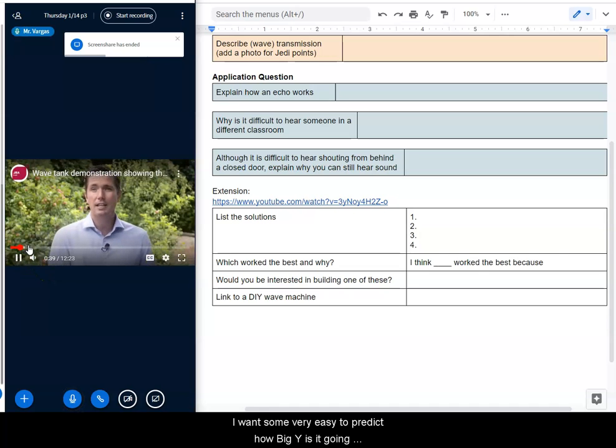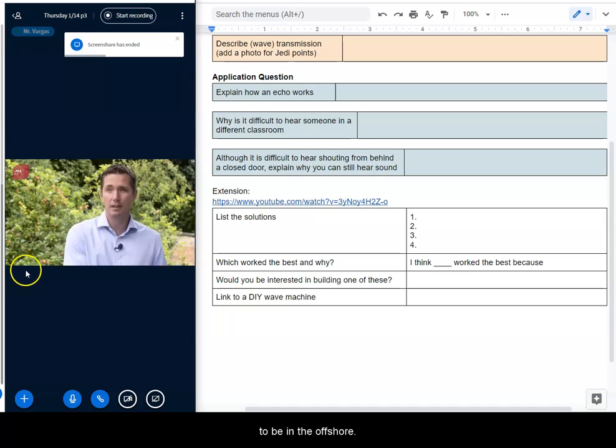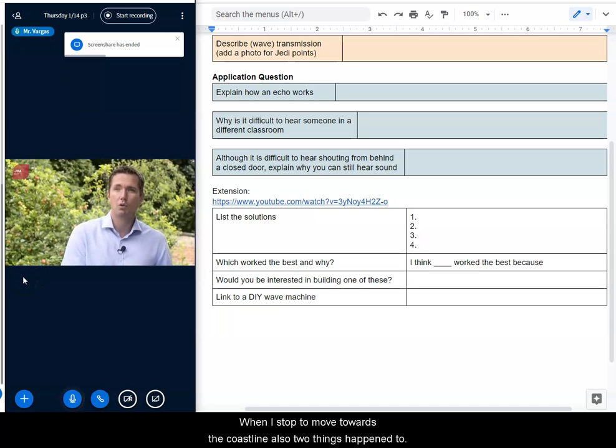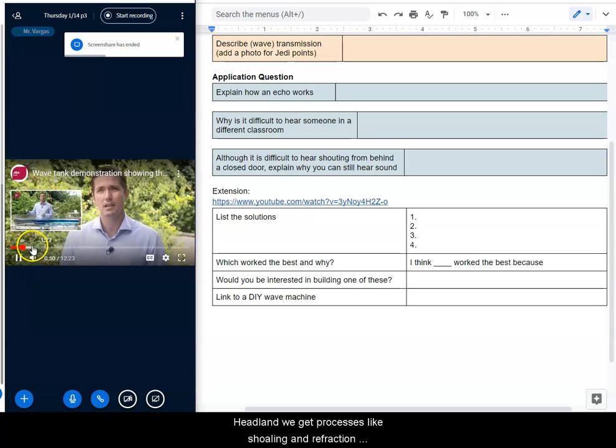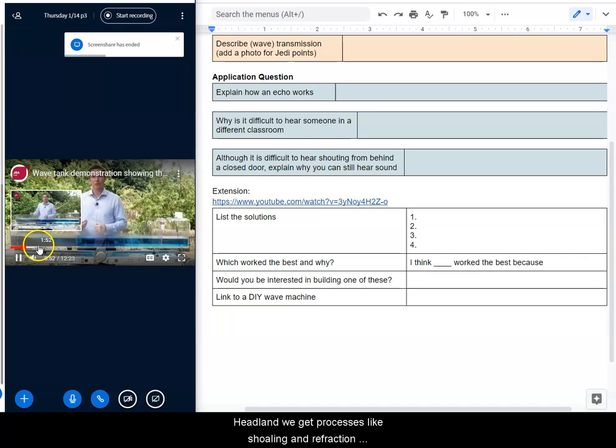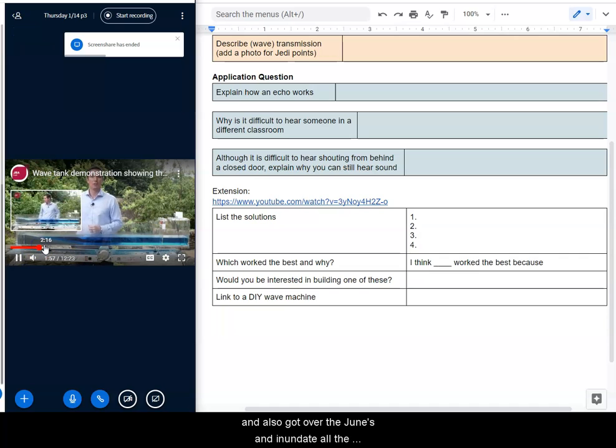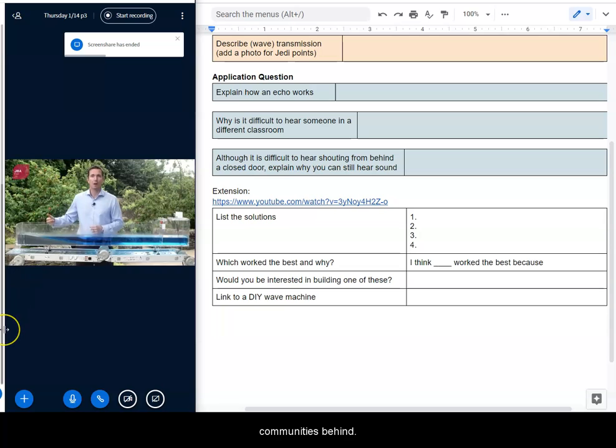Now, whilst it's very easy to predict how big waves are going to be in the offshore, when they start to move towards the coastline, all sorts of things happen to them. They start to interact with the bathymetry, coastal reefs and headlands. We get processes like shoaling and refraction, and waves can also go over the dunes and inundate all the communities behind.